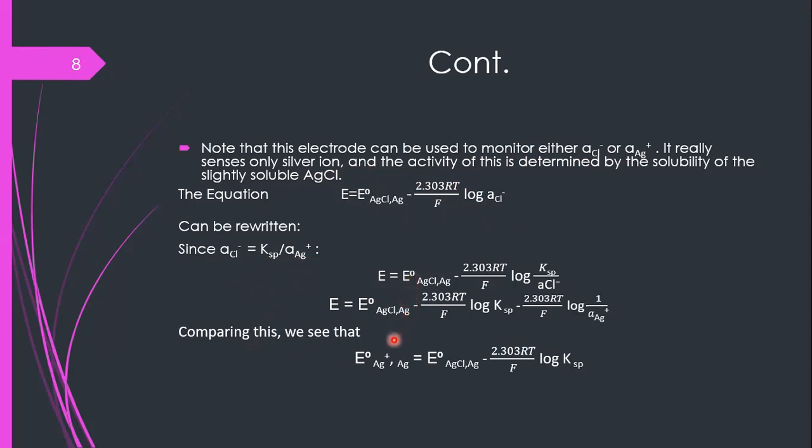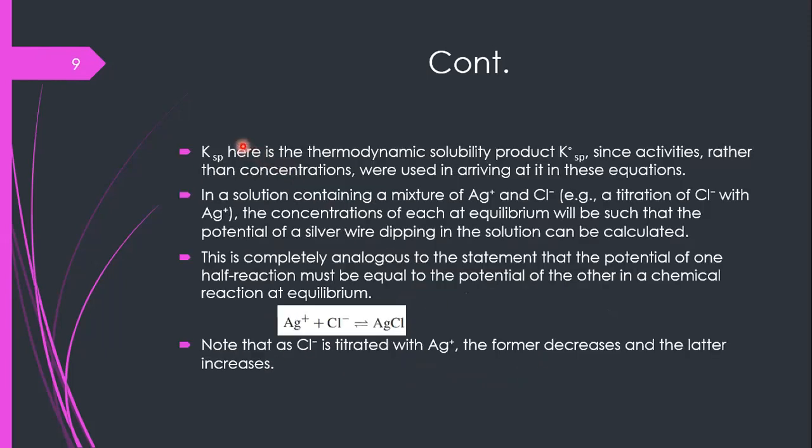Comparing these two equations, we get the standard electrode potential of silver ions, which is equal to the standard electrode potential of silver chloride and silver metal minus 2.303 RT by F multiplied by log KSP. Activity is replaced by the thermodynamic solubility product. KSP here is the thermodynamic solubility product K naught SP, since activities rather than concentrations were used in arriving at it in these equations.